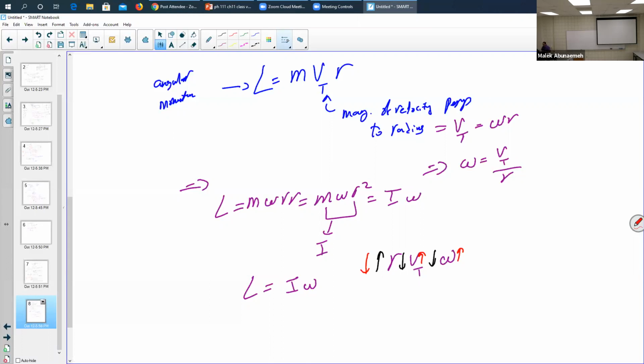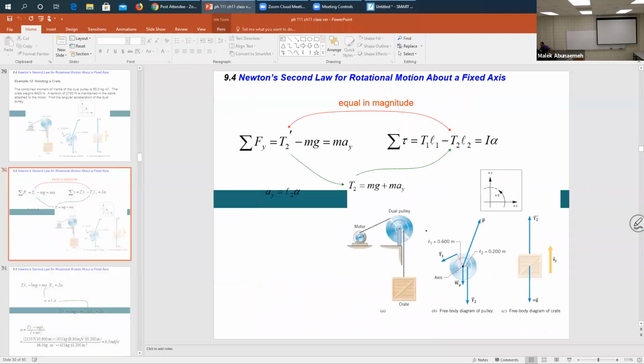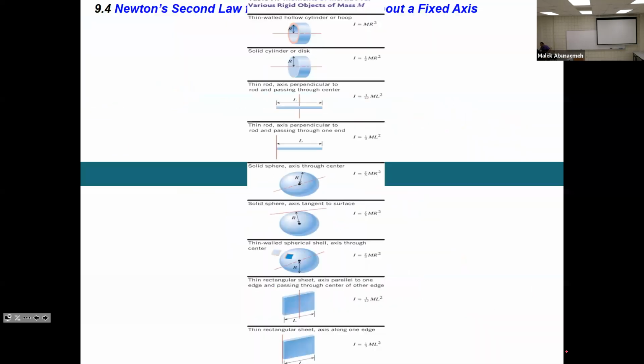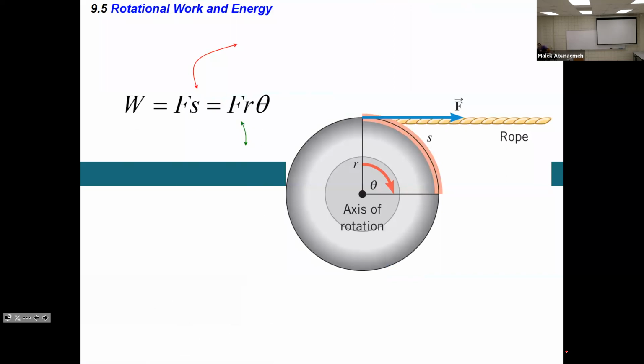Now, let's look over here. When you're dealing with a rotational object, your work is your force multiplied by your distance, which is going to be F multiplied by S. S is the arc length, which is going to be R theta. And your torque is equal to FR. So that means your work is your torque multiplied by theta. It's how much torque you're putting in multiplied by the angle that you're turning it by.